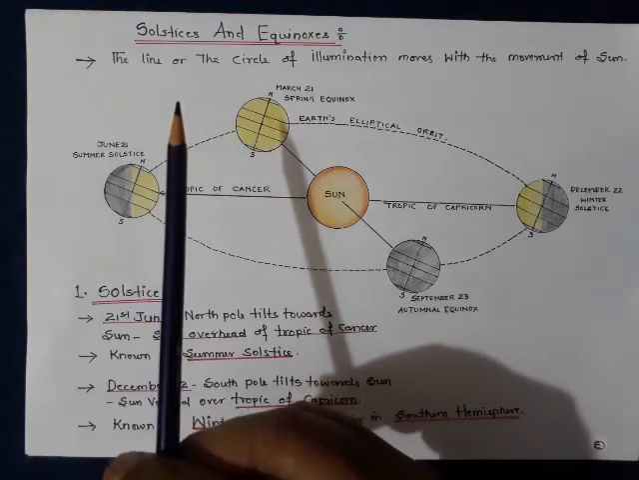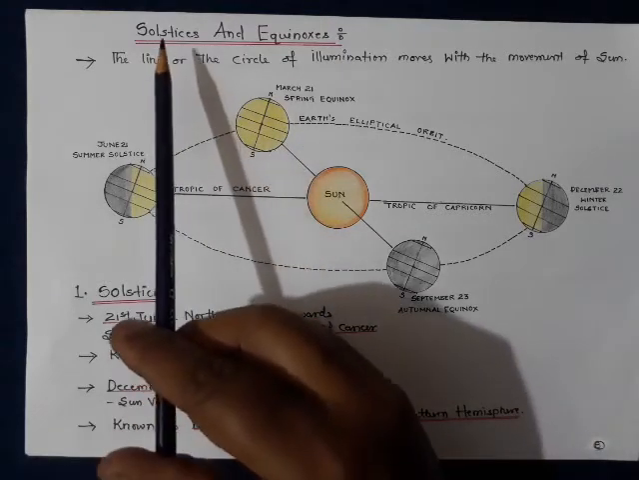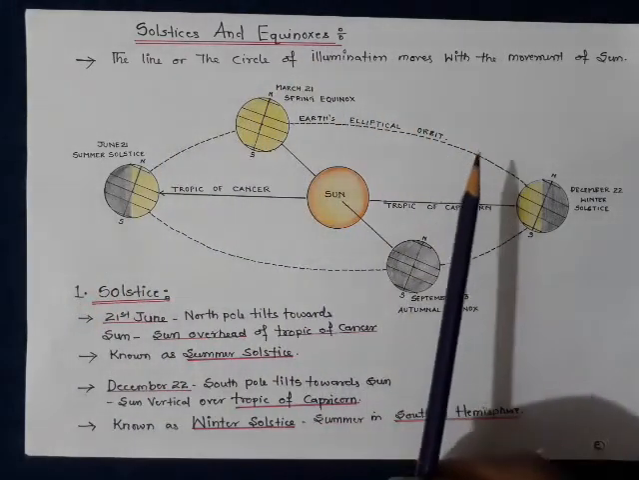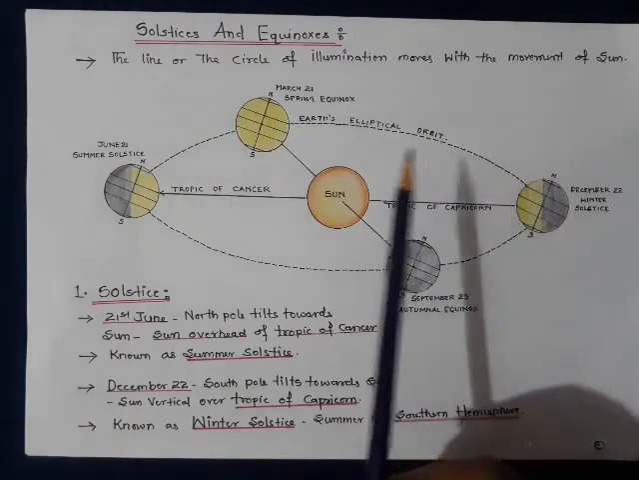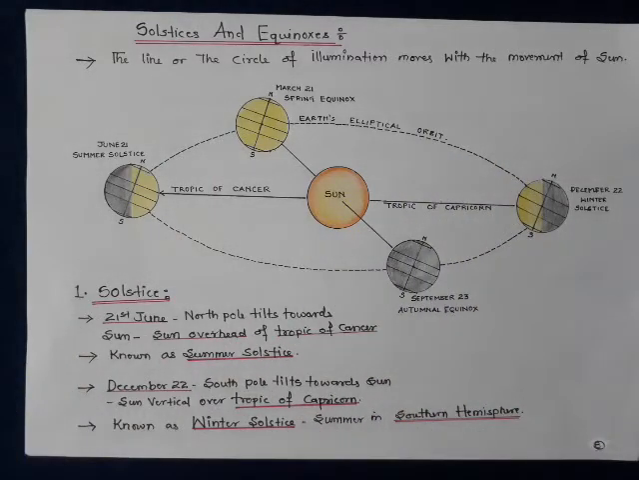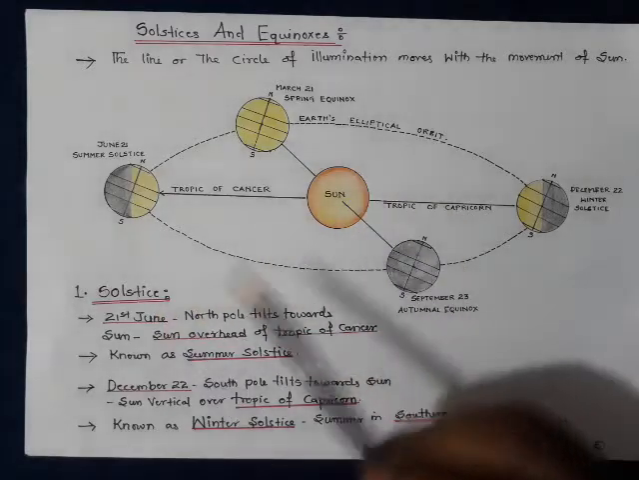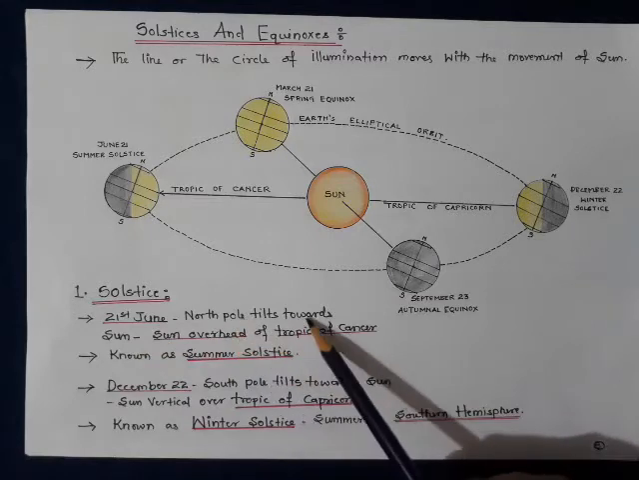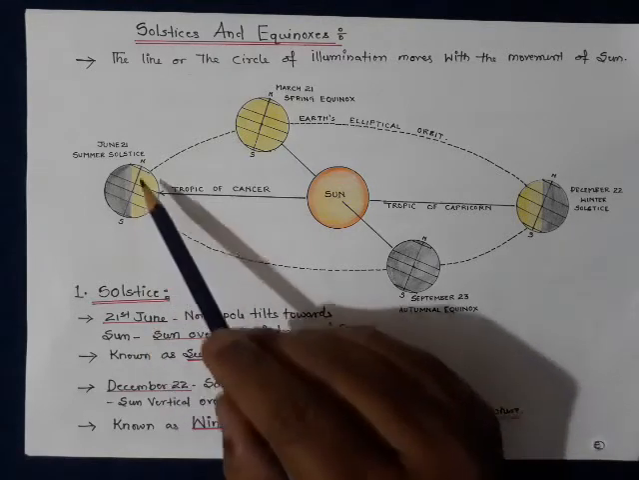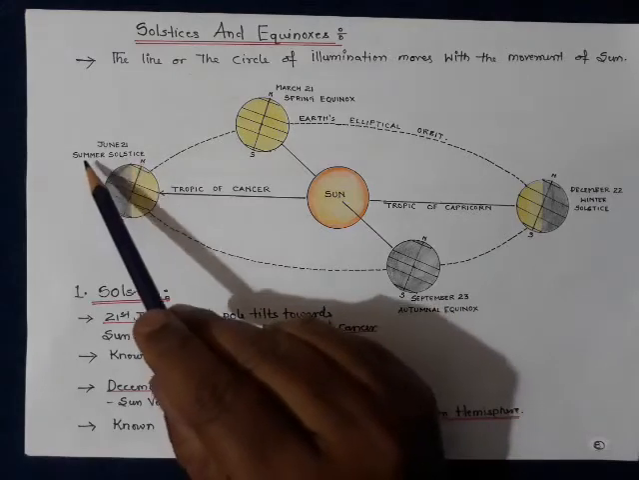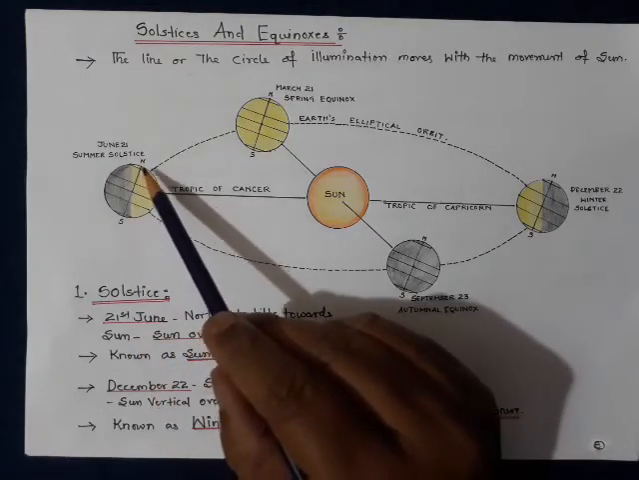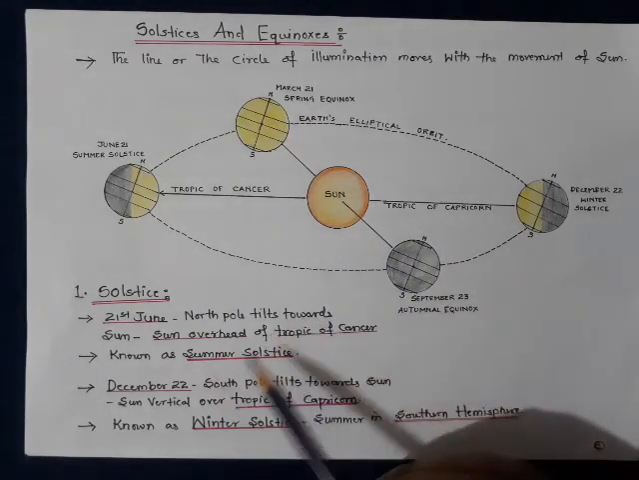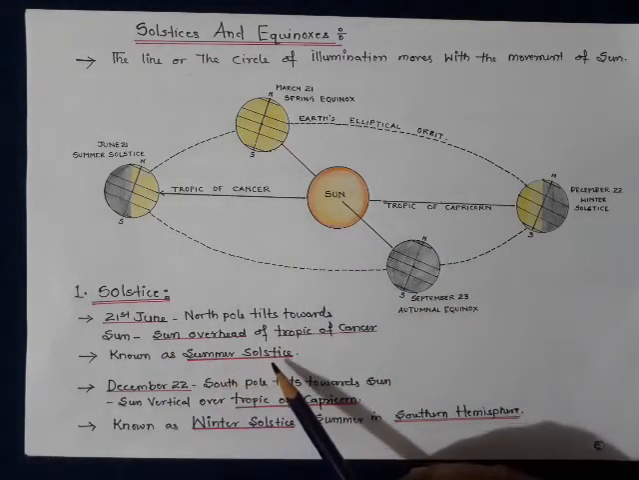Going ahead, learning the effects of revolution, solstice and equinoxes are again the different positions while the earth is going around the sun. Solstice is the location of the earth on 21st June where the north pole is tilted towards the sun. Can you see? 21st June, summer solstice, where the north pole is tilted towards the sun. So, hence, it is summer in the northern hemisphere. So, this position is known as the summer solstice.